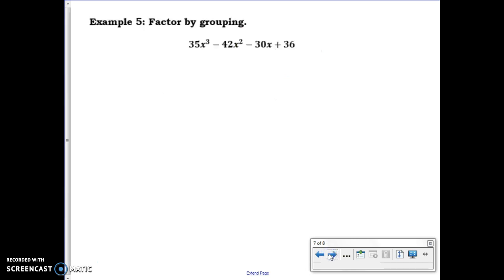And let's do one more example. I would recommend pausing it right here and trying this problem by yourself before I walk you through it. So pause the video right now. All right, let's walk through this one quick.